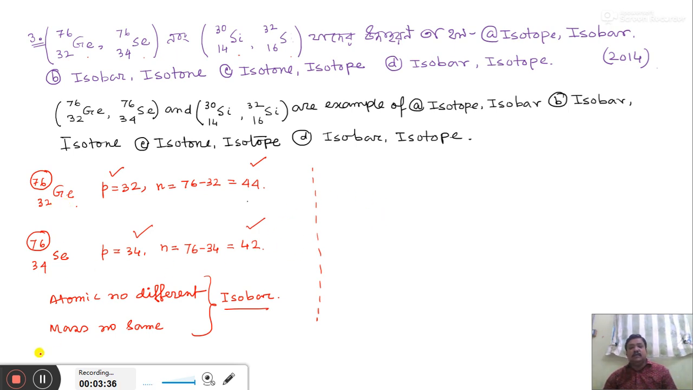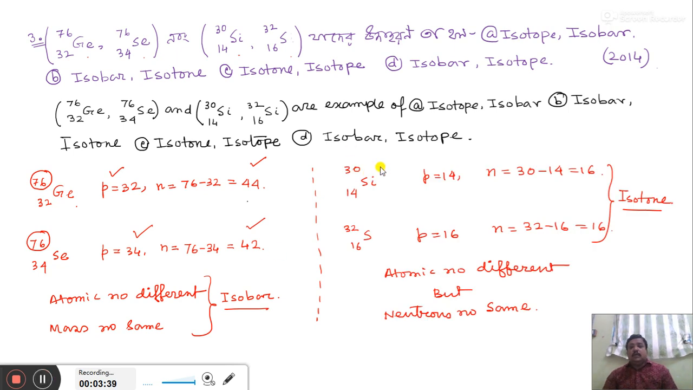On the other hand, in silicon the number of protons is 14 and the number of neutrons is 16. In sulfur the number of protons is 16 and the number of neutrons is 16. So silicon and sulfur have the same number of neutrons, so they are isotones of each other. So the first pair is isobar and the second pair is isotone. So option B is the correct one.